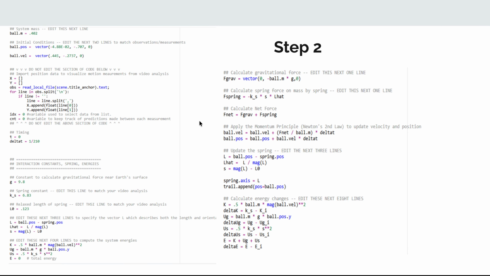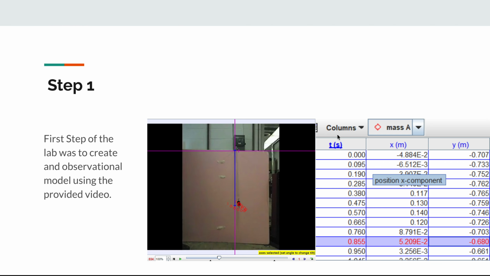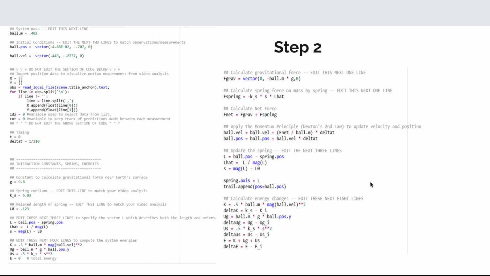And then here's the code for the second part of the lab. The ball mass, delta T, the spring constant, L naught, and then L and S were all given in the pre-lecture video. The initial position of the ball and the initial velocity were calculated using the first row and the first 2 rows, as I just said. And then these equations are the ones that I put in as the fundamental equations.